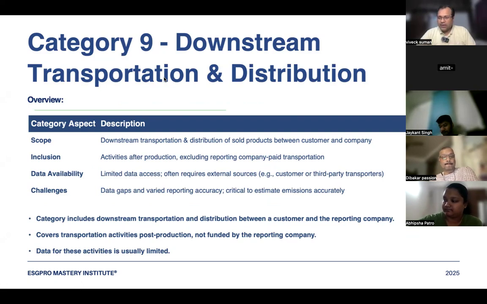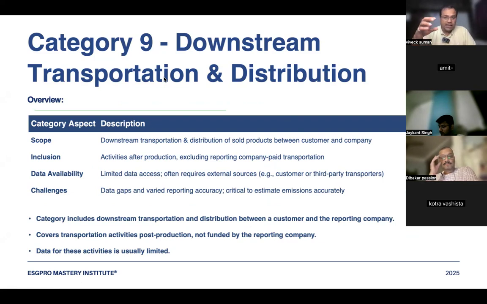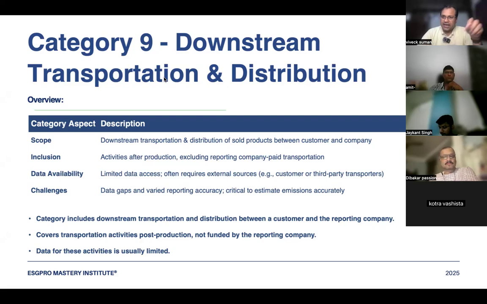So we are talking about downstream, which starts from the gate of your factory. Anything after that which goes towards the customer. Our focus remains in the downstream transportation and distribution. Now, if you see the scope here is obviously distribution of your finished product, or sold product between the customer and company. That transportation we are covering is exactly same what we did earlier for the upstream.